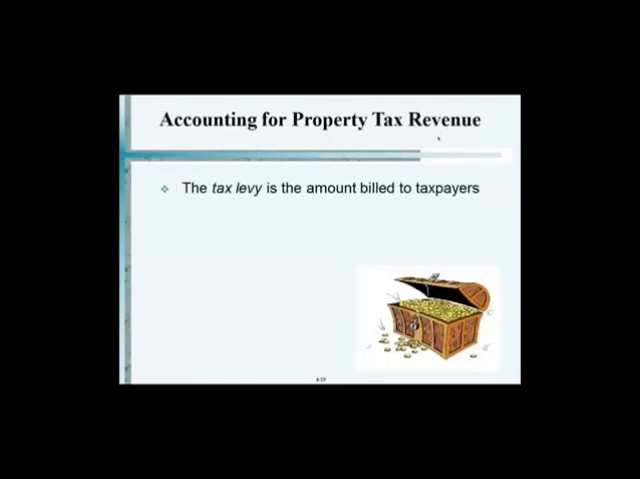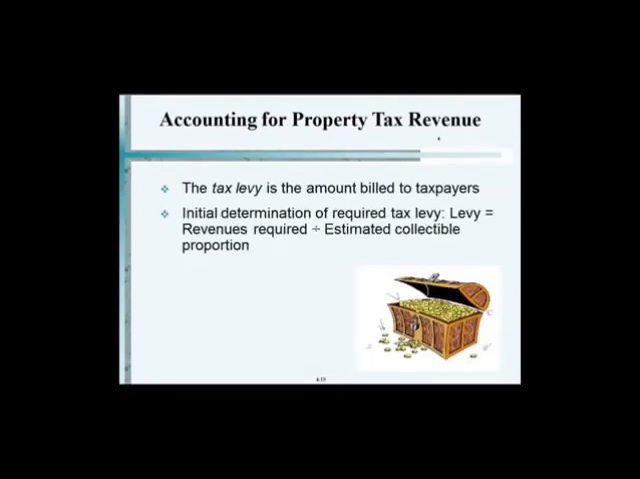Now the most important area, which is accounting for property taxes. Oops, sorry. I didn't mean to go through that quickly, but it is relatively straightforward, and you should just take a look at that in the text itself.